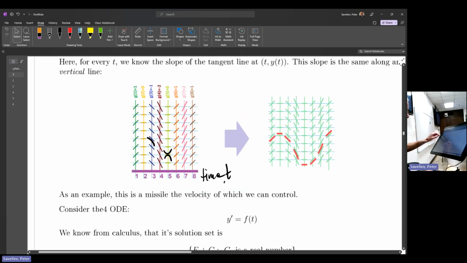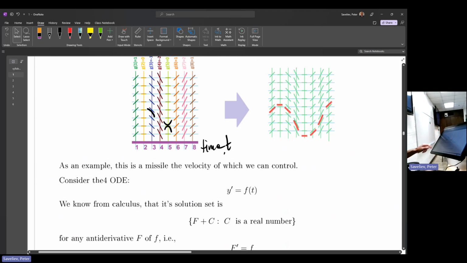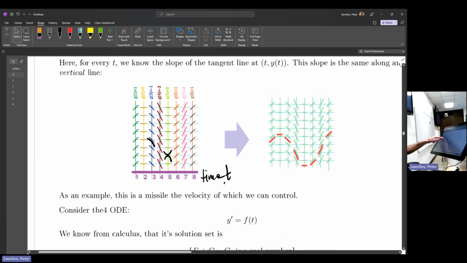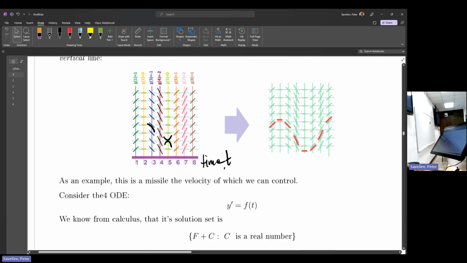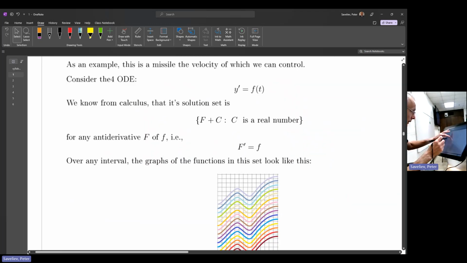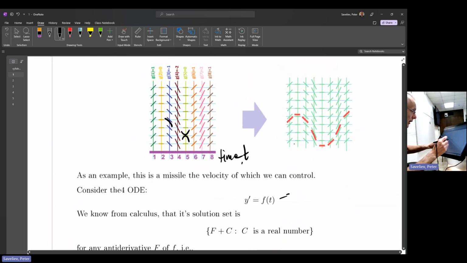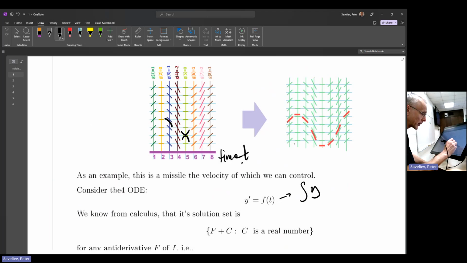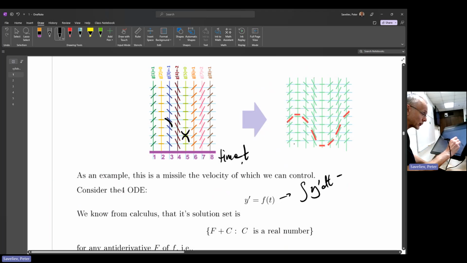Okay, so we know how to solve it. Just to refresh your memory, because it is solved by integration, you can do it literally. So if I integrate, the integral of y prime dt is equal to the integral of f(t) dt. On the left there is a cancellation. What do I get?